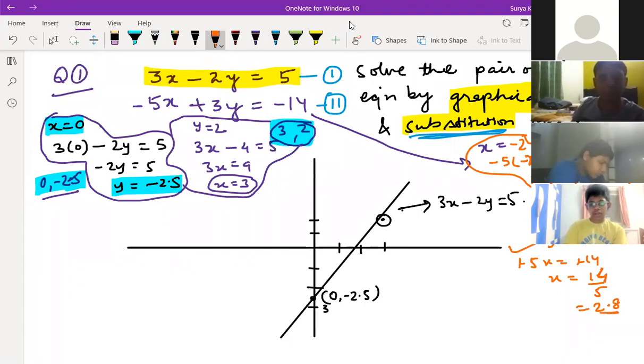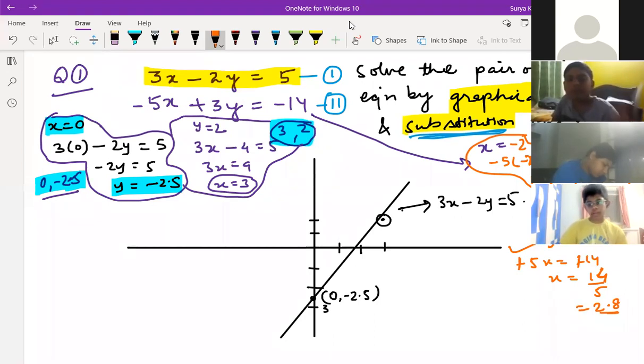A small doubt, sir: below y equals to 0, is that a plus symbol or a minus symbol, sir? Anything, y is equal to 0, if you take the plus symbol. No, sir, below that you wrote 5x equals to 14, so I didn't understand the symbol, sir. I removed the minus on both sides. No, I removed it like this.